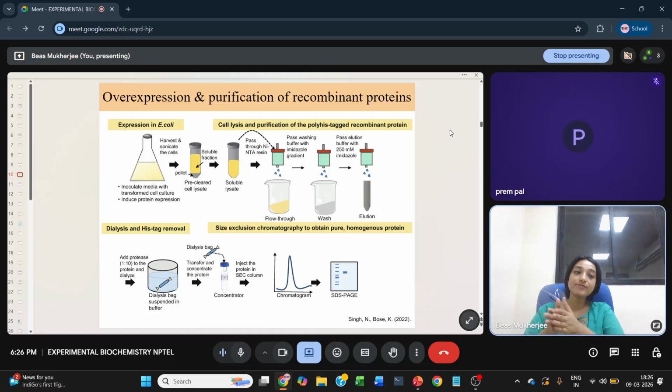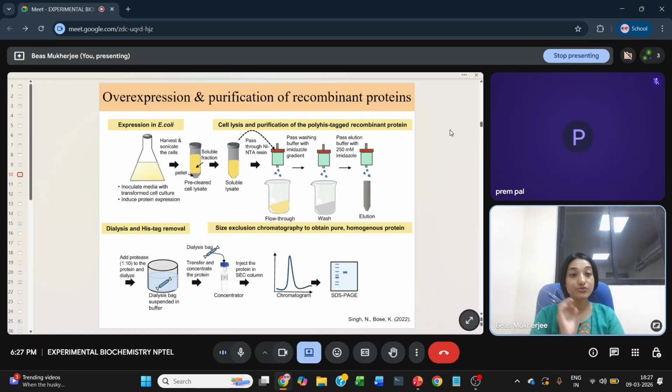Okay, and then we will grow it for, let's say, another 5 hours. Then after that we will spin it down. We see that all the bacterial cells form the pellet at the bottom, and all the media will be on the top. So we will throw the media, take the bacterial pellet, and dissolve it in a wash buffer.